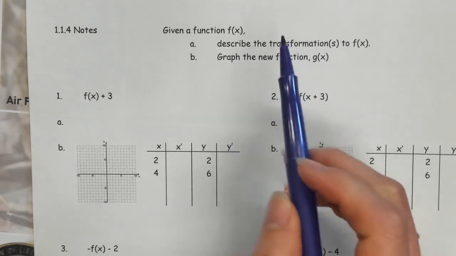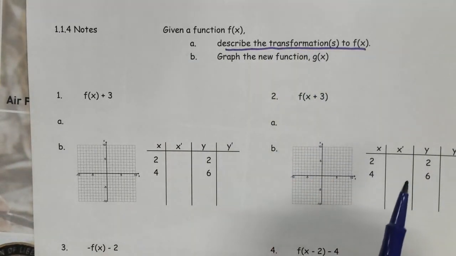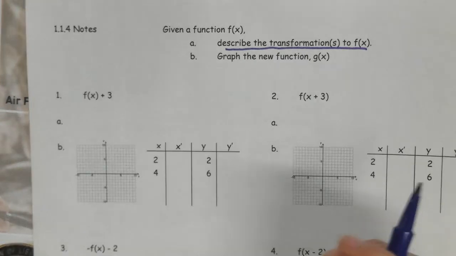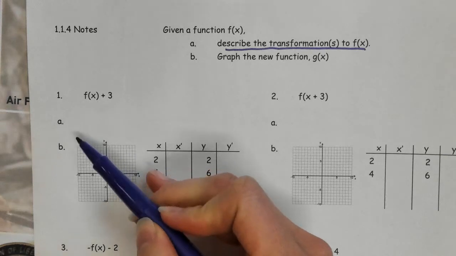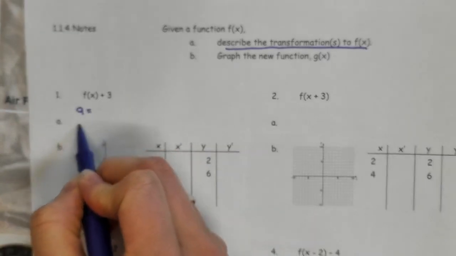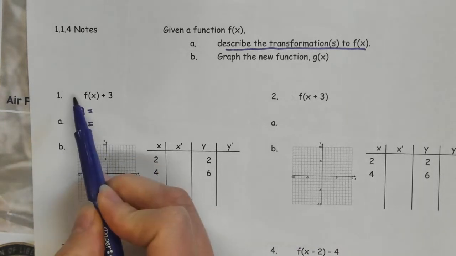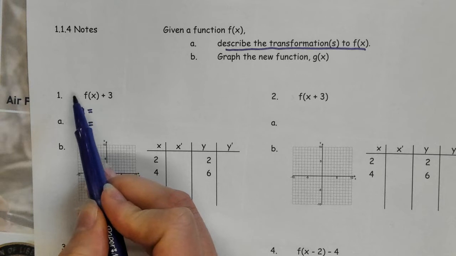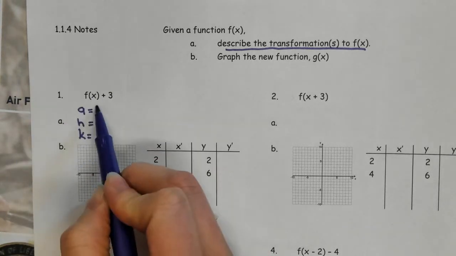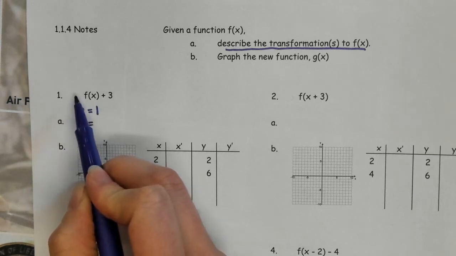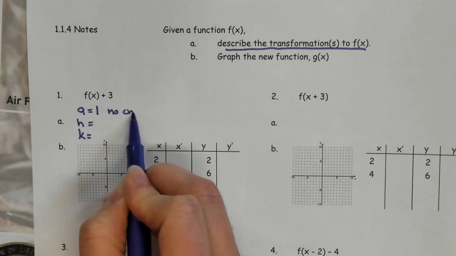So yesterday, or 2 days ago actually, you only described the transformations to f of x. So you found a, h, and k. The a is the number in front. Hopefully we already know this, but I'm going to go over it. A is the number in front, which is just like a 1x. So if there is no number, it's just like a 1. So this means there is no change.